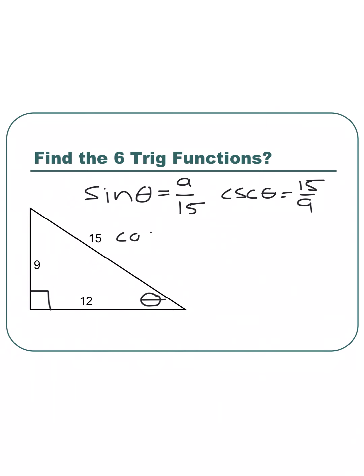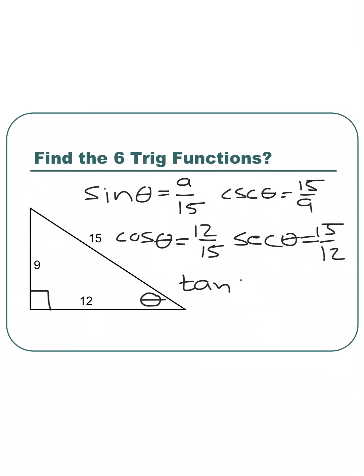For the cosine, I instead want to use the adjacent side, which is 12 over my hypotenuse of 15, which means for the secant, it would end up being 15 over 12. And then for my tangent function, it is the opposite side over the adjacent, which in this case is 9 over 12, which means my cotangent would have to be the reciprocal, 12 over 9.